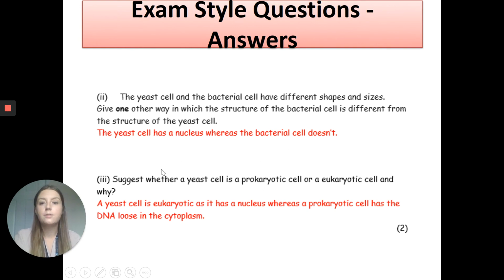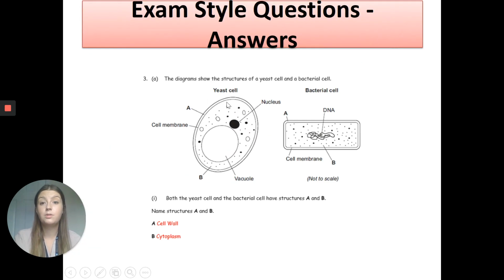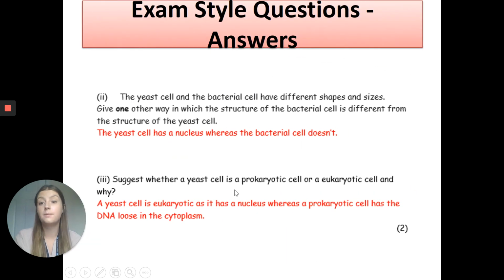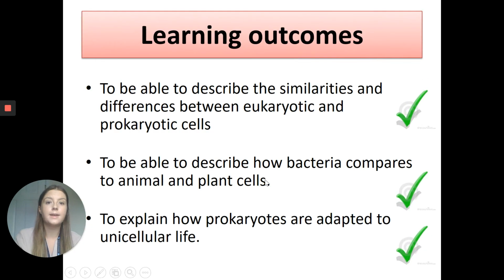Okay, so suggest whether a yeast cell is a prokaryotic cell or a eukaryotic cell and why. Again, look at the diagram, we can see it's got a nucleus, so therefore it must be eukaryotic, it's not prokaryotic.